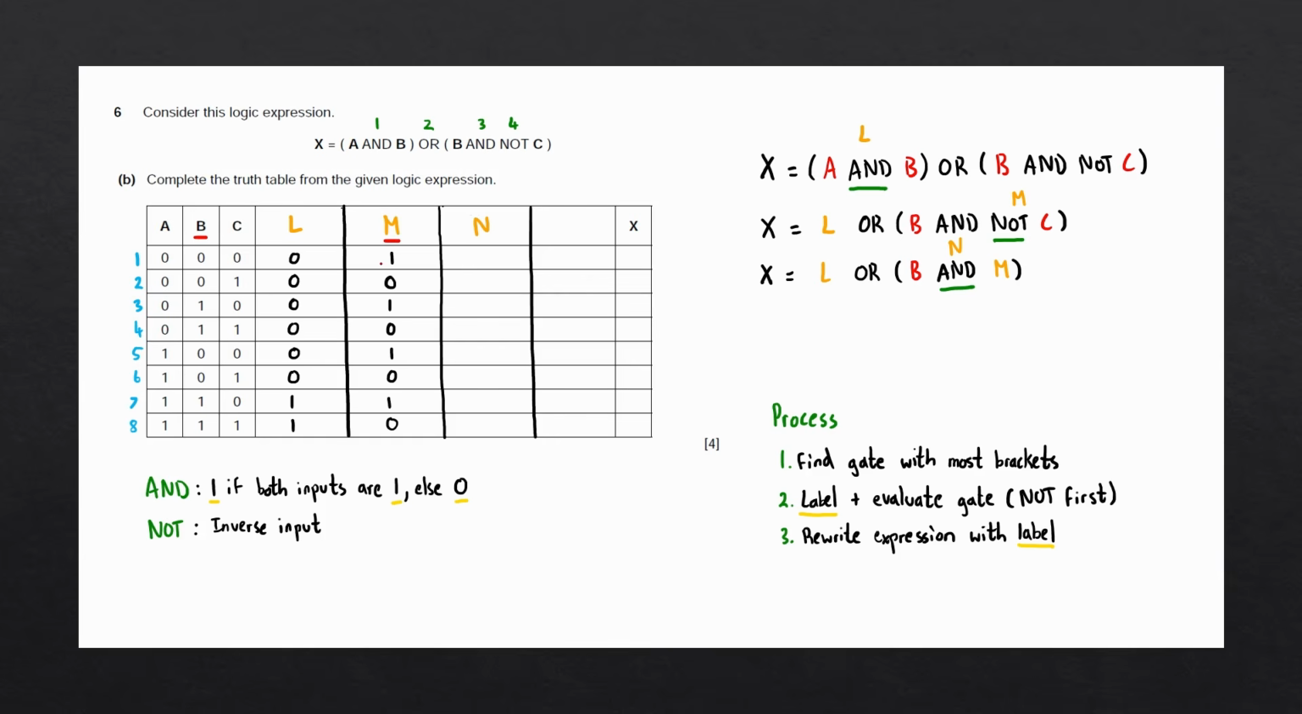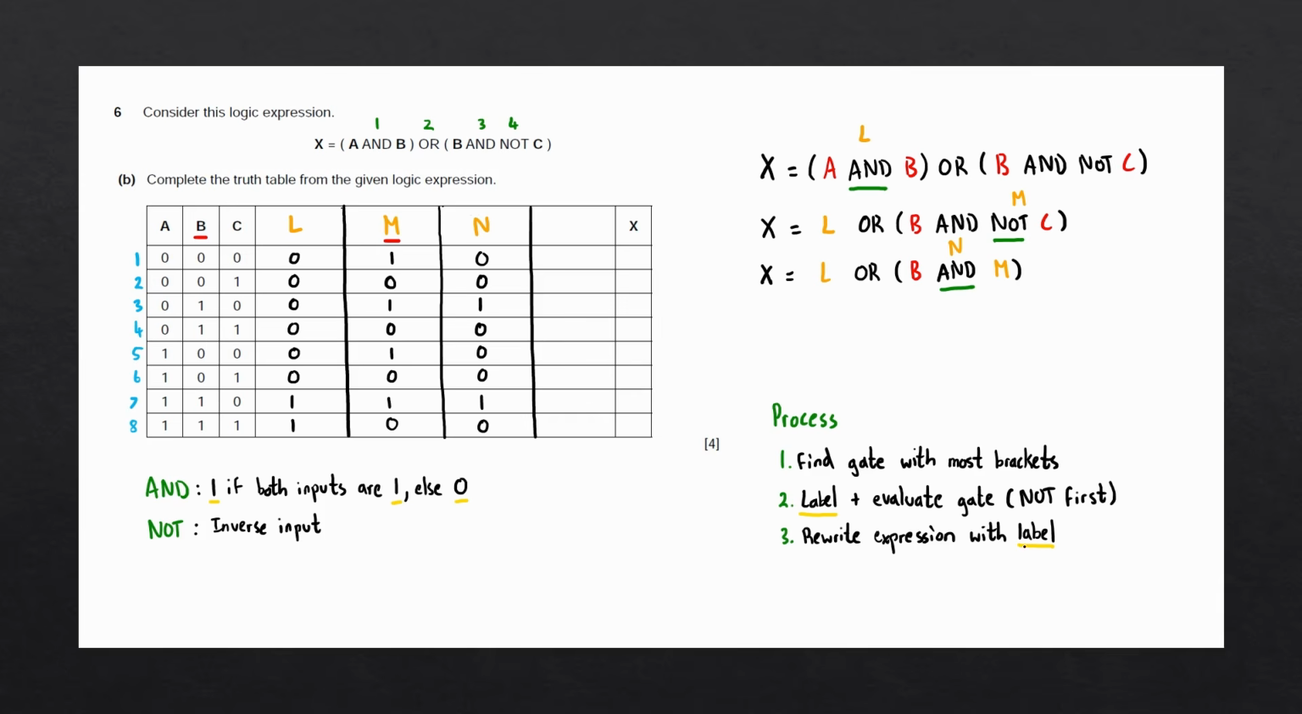For the first row, we have B as 0 and M as 1, which doesn't follow the rule, so the output is going to be 0. The second row, we have B is 0 and M is 0, so the output will be 0. The third row, we have B is 1 and M is 1, which does follow the rule, so the output will be 1. The fourth row, we have B is 1 and M is 0, so the output is going to be 0. For the fifth and sixth row, B is 0 for both inputs. So we know that the output is going to be 0 regardless of what M is. For row 7, B is 1 and M is 1, so the output is 1. And row 8, B is 1 and M is 0, so the output will be 0.